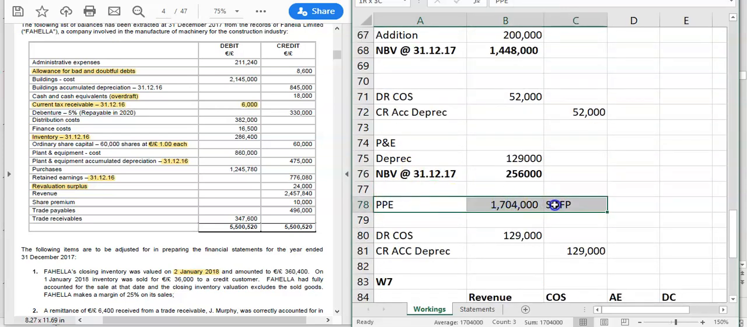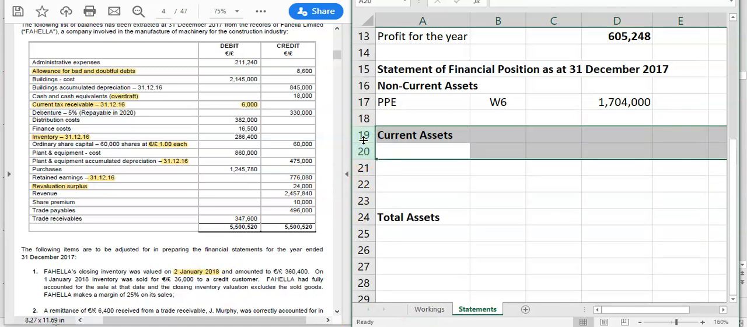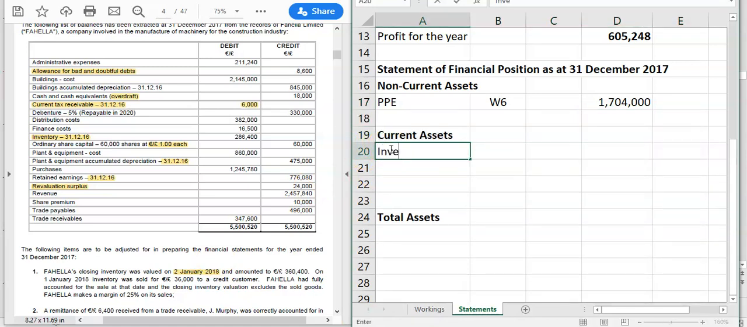Subtotal here was 1704 going to statement of financial position. And that was working 6. All I put there is 1704. And that's slotted in. There's your non-current assets complete. Current assets, we have a couple. We have inventory, which is from working 1. 387,400.